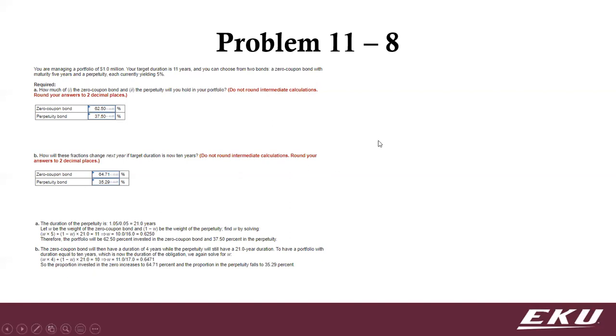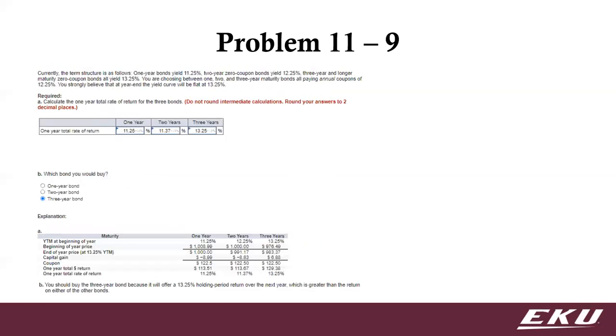Okay, again, here's problem 8. I show you how we calculate splitting it between a zero coupon bond and some sort of perpetuity. And here we are given these various yields. And so what do we expect these to converge to, based on what the yield to maturity was, and then what we expect it to go to.